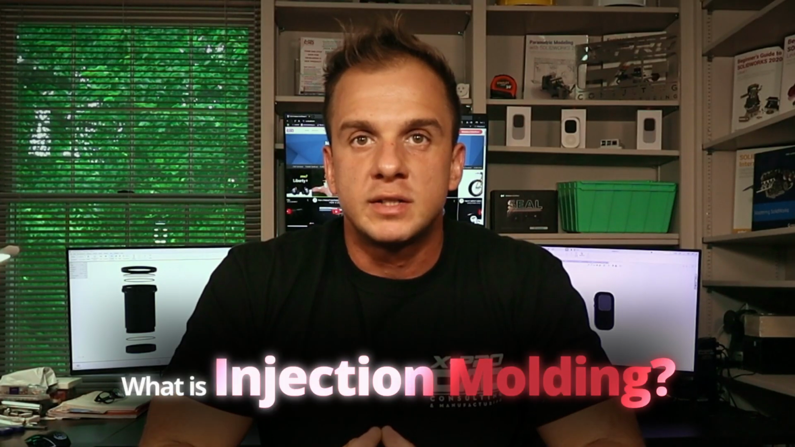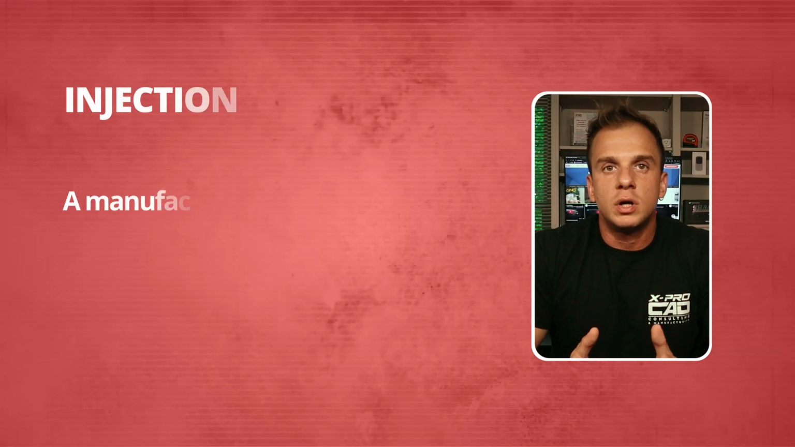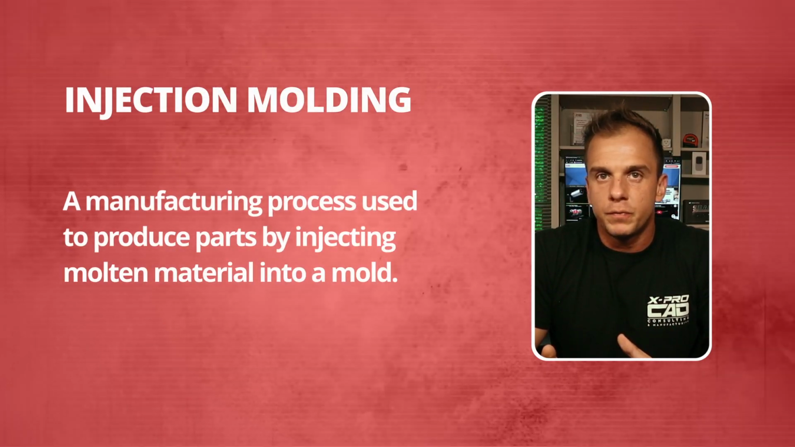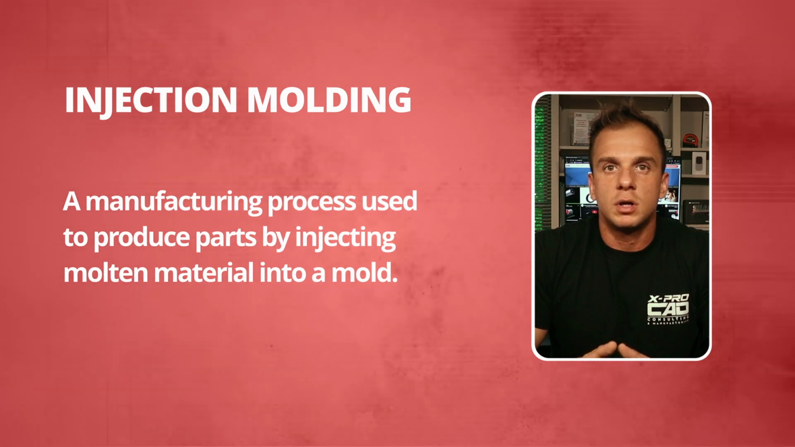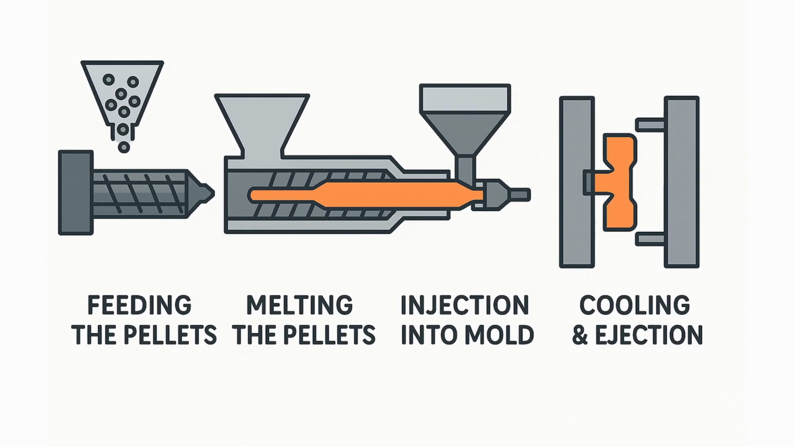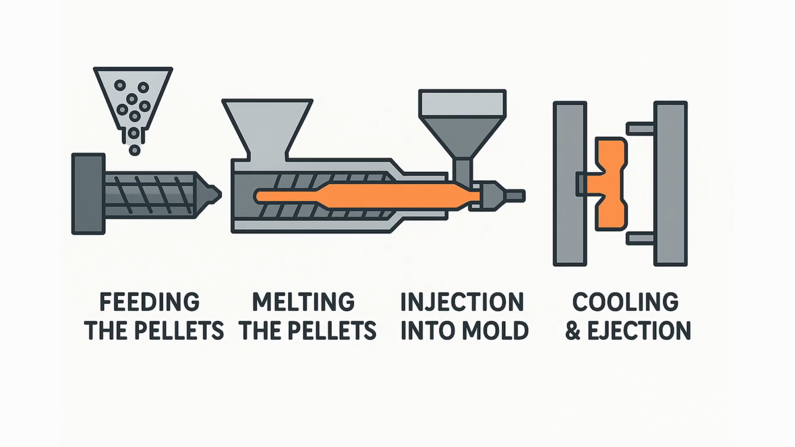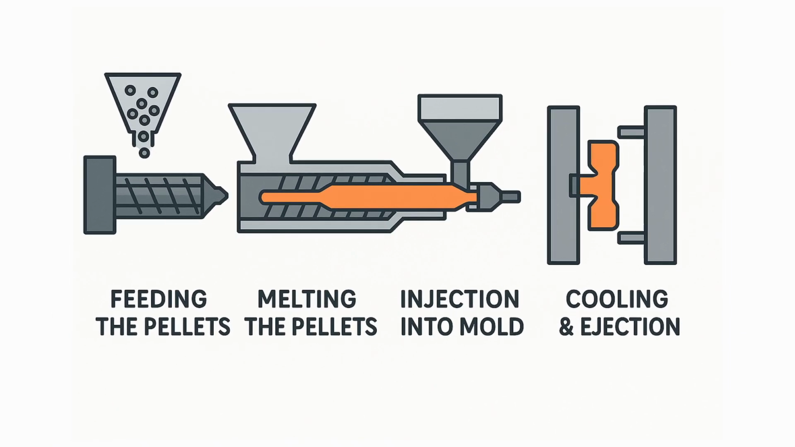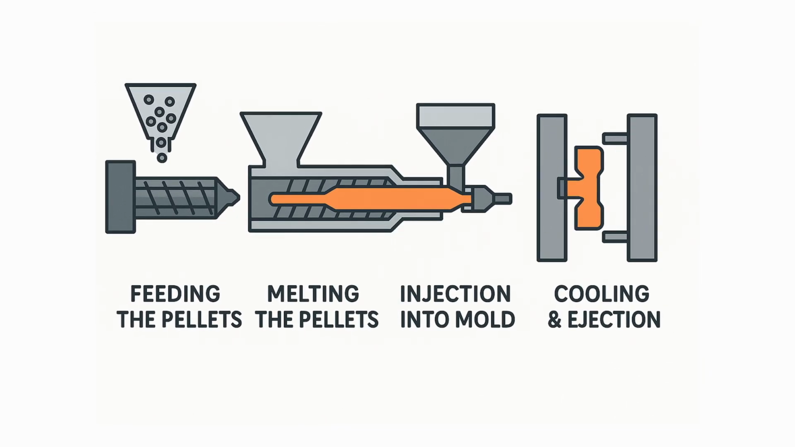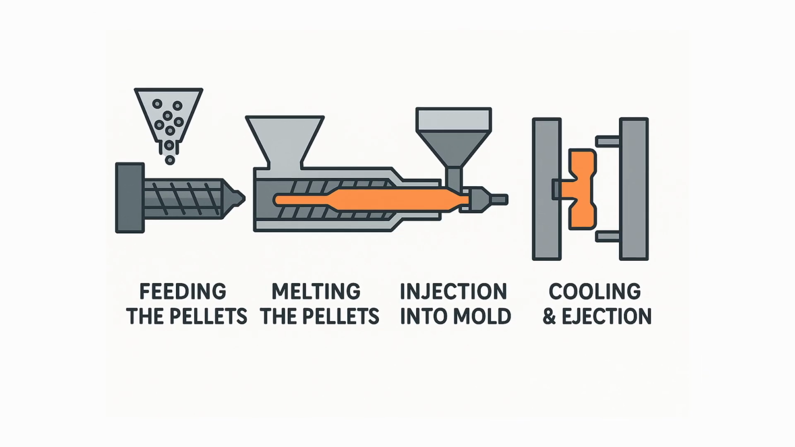So, what exactly is injection molding? Injection molding is a manufacturing process used to produce parts by injecting material into a mold. Most commonly, this material is thermoplastic, but thermosetting plastics and elastomers can also be used. The process starts with plastic pellets that are heated until they melt. This molten plastic is then forced into a steel or aluminum mold cavity under high pressure. Once cooled and solidified, the part is ejected and ready for the next step, be it assembly, finishing, or shipping.